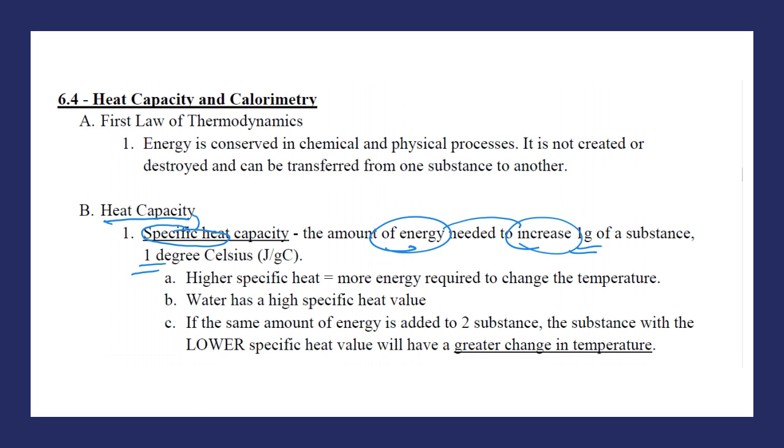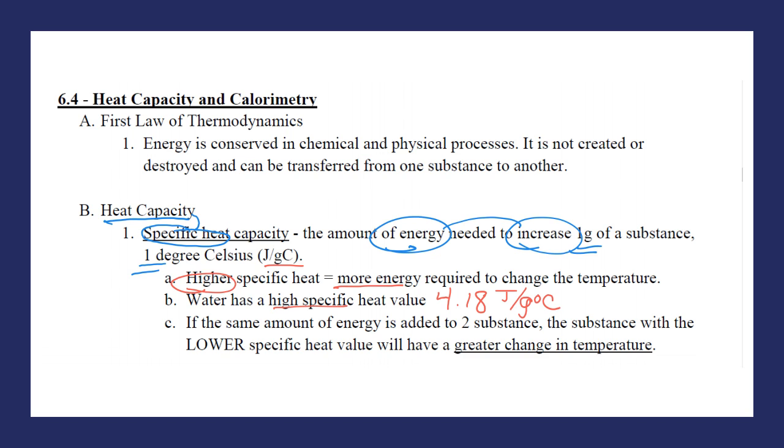And so when we're dealing with substances that have higher specific heats, more energy is required to change the temperature. Water has a really high specific heat value. We're going to see that it has a specific heat of 4.18 joules per gram degrees Celsius. And you guys will see that those units match the definition. How many joules of energy does it take to raise the temperature of 1 gram 1 degree Celsius? So for water, it takes 4.18 joules of energy if you have 1 gram of water to increase the temperature 1 degree Celsius.